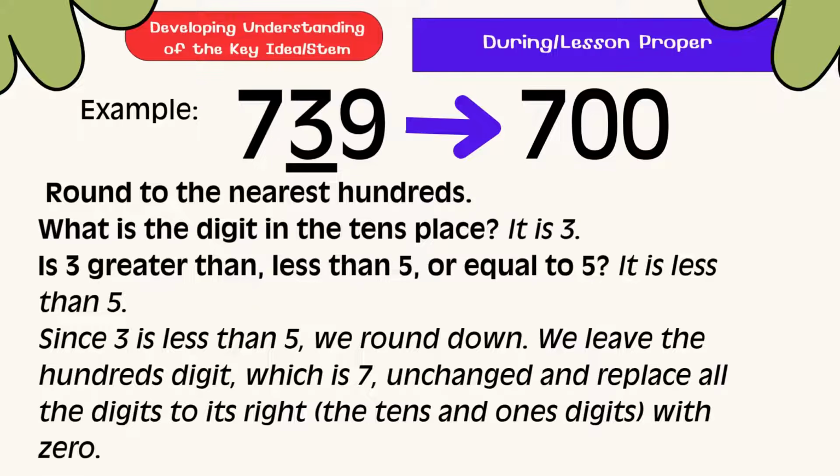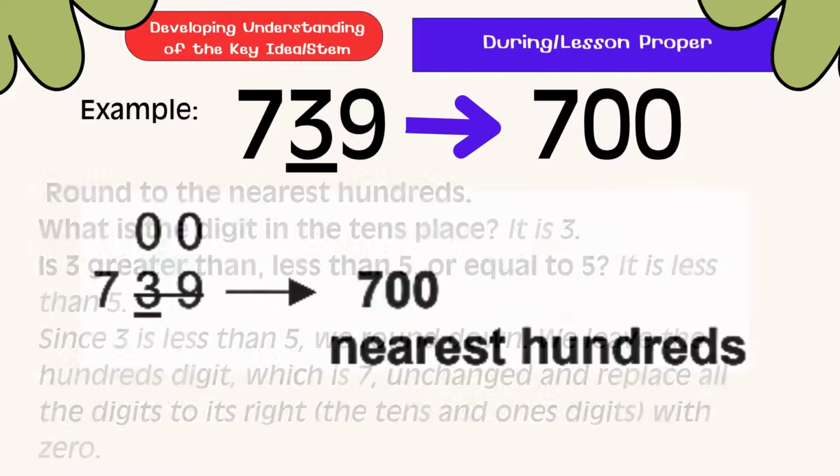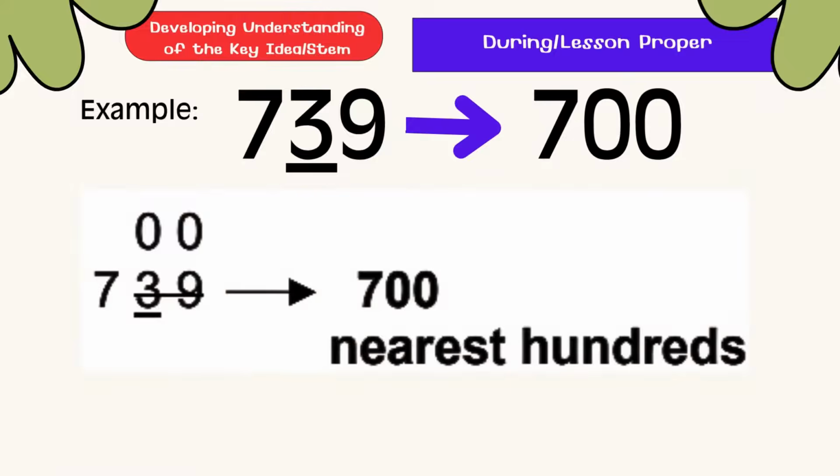We leave the hundreds digit, which is 7, unchanged and replace all the digits to its right, the tens and the ones digit, with 0. So if we round 739 to its nearest hundreds, the answer is 700.